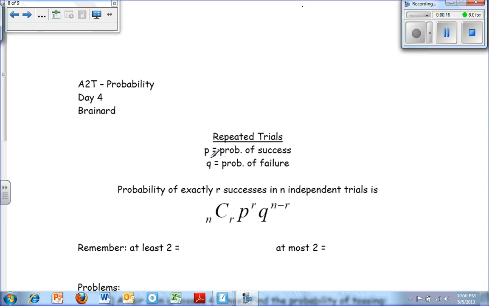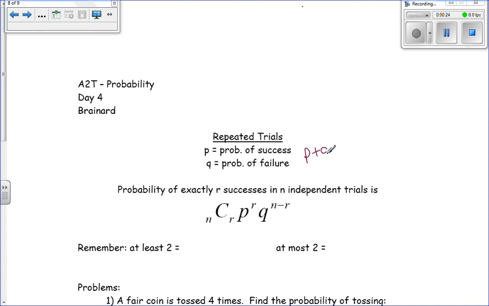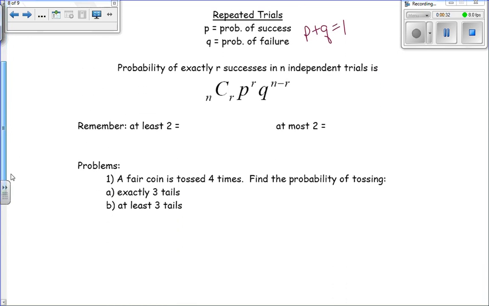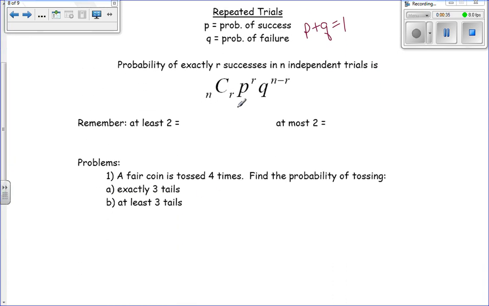Remember from yesterday, the probability of success is P and the probability of failure is Q, and P plus Q must equal 1. We're still working with the same formula, nCr, P to the r, Q to the n minus r. And remember, at least 2 means 2 or more, and at most 2 means 2 or less.